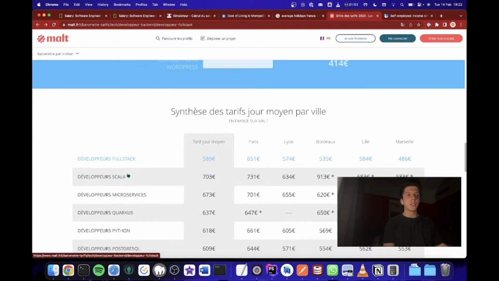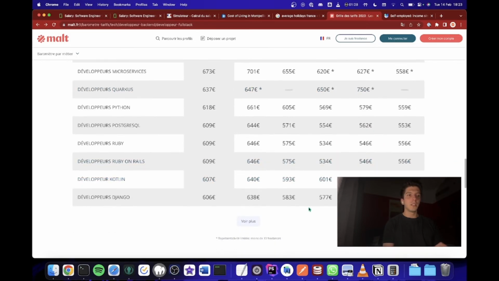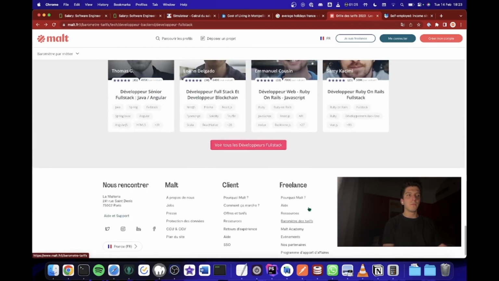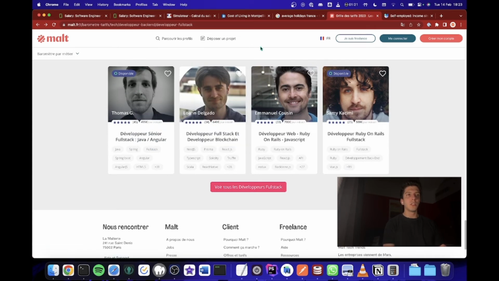And here you can also see, for the same technology, the differences depending on the cities. For instance, when you're a full stack developer in Paris, on average you are making 651 euro, which is quite impressive. Also, it's before tax, remember. And compared to Bordeaux, it's already 100 euro less. In Marseille, it's almost 200 euro less. And here you can see some people and they put how much they charge.